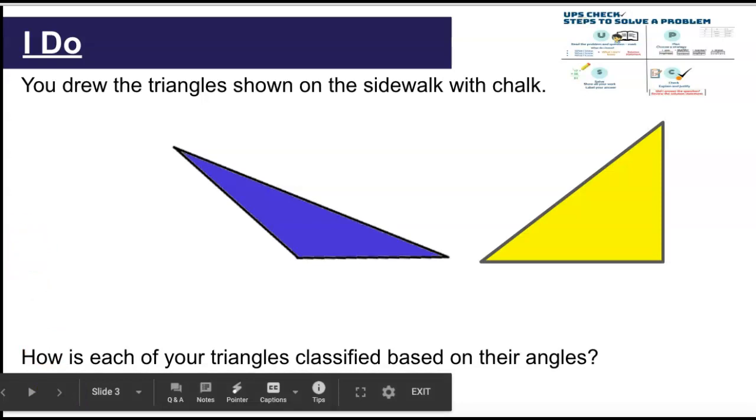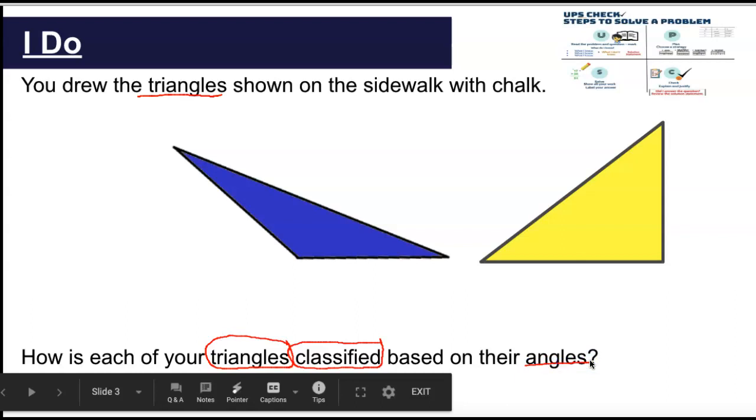So, the first thing that I'm going to do is go ahead and annotate my problem by finding the words that I need to know. I need to know about triangles. I need to know in my question that I'm talking about triangles, classified, and that they're being based on their angles.